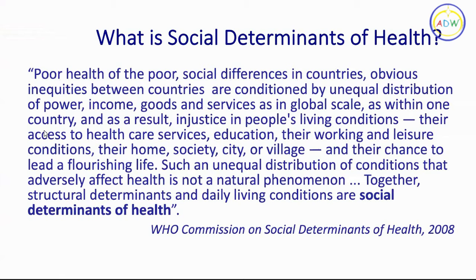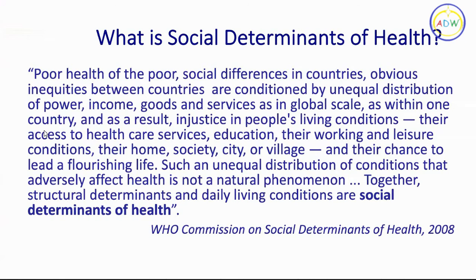risks and outcomes. And WHO established a special commission on social determinants of health, which defines that poor health of the poor, social differences in countries, obvious inequities between countries are conditioned by unequal distribution of power, income, goods and services, both on a global scale and within one country, and as a result, injustice in people's life conditions, their access to healthcare services, education, their working and leisure conditions, their home, society, city or village, and their chance to lead a flourishing life. Such unequal distribution of conditions that adversely affect health is not a natural phenomenon.